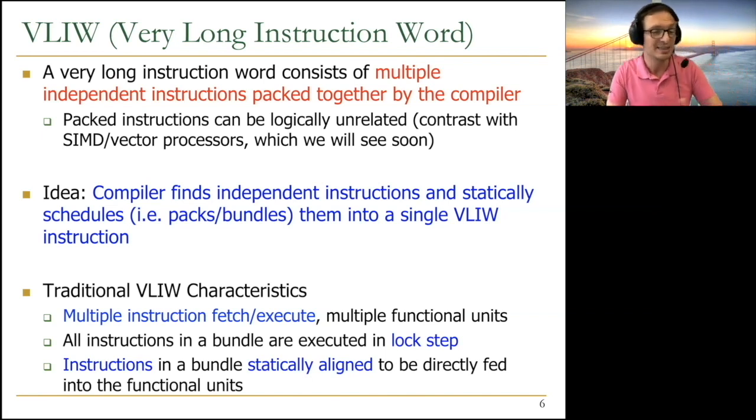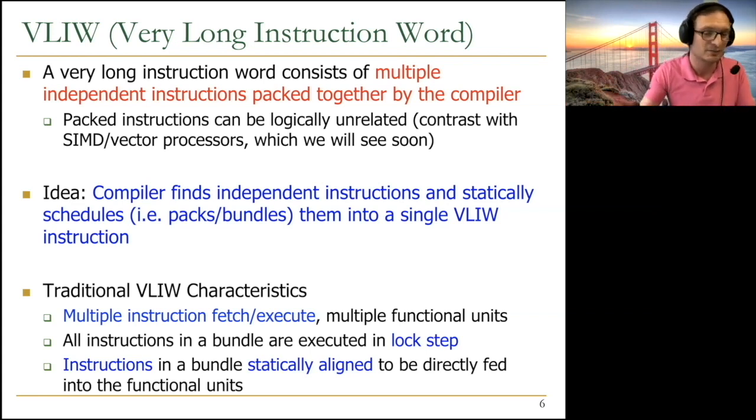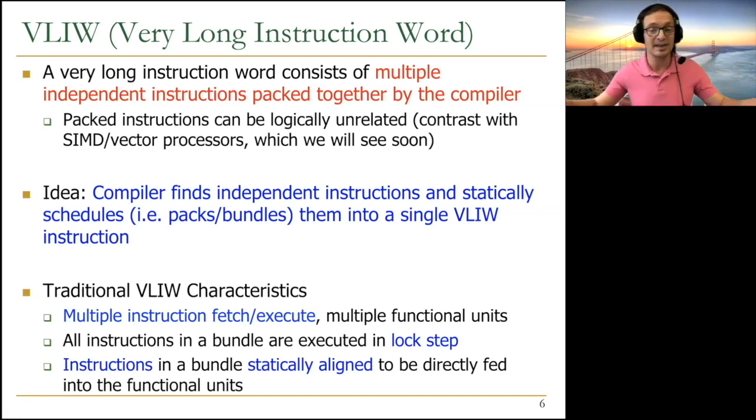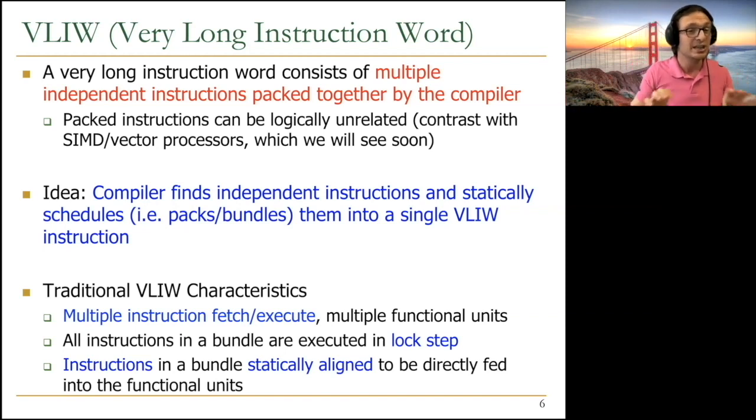If you cannot get rid of the dependencies between instructions that are executed in different cycles, of course, right? And we already discussed that. That's not an easy task. And instructions in a bundle are statically aligned to be directly fed into the functional units. What does this mean? Basically, the compiler has a view of what functional units are there in the microarchitecture, and it knows exactly which functional units are in which location. So it aligns the instructions such that the instructions go directly into the functional units.